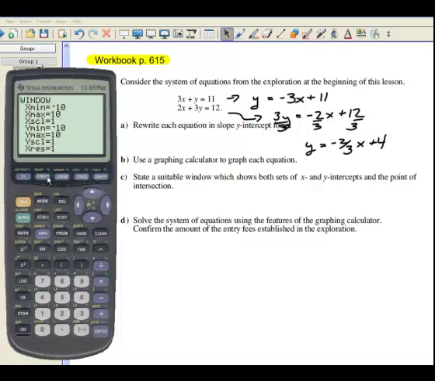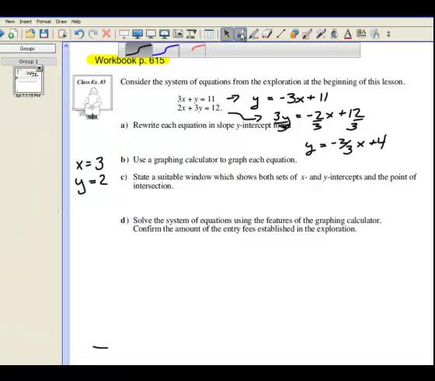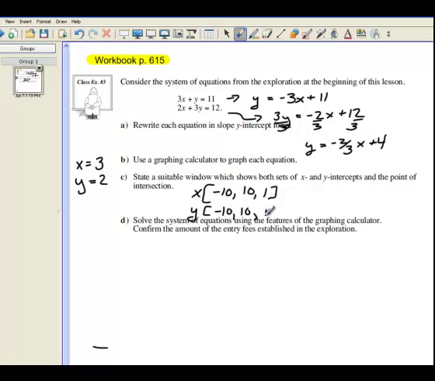So I've chosen -10 to 10 on a scale of 1. In each case, that's a standard window setting, but you can adjust it and get closer, and as long as the intersection point is visible, then you're okay. So for my x's, I go like this. My minimum value was -10, my maximum value is 10 and a scale of 1. And for my y's, I used a minimum value of -10, maximum value of 10, and a scale of 1. If you forget which order to write that min-max scale, it's available on your formula sheet.